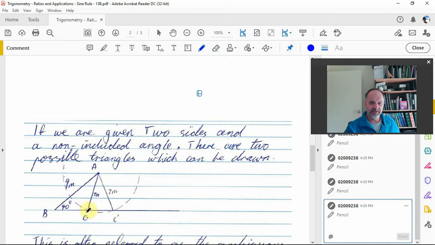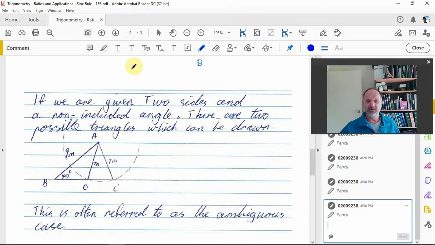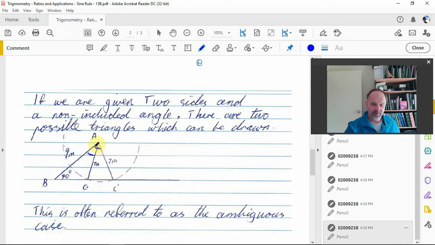This one I've called C. And then again here, this one I've called C dash. So there's 2 possible triangles that I could have. I could have this one there, or I could have that one there. So sometimes this one is referred to as the ambiguous case, because you're not sure, are we wanting that angle there, or are we wanting this bigger one here? So we're not sure about that. So what we need to do is actually recognize that there's 2 possible answers in this case.